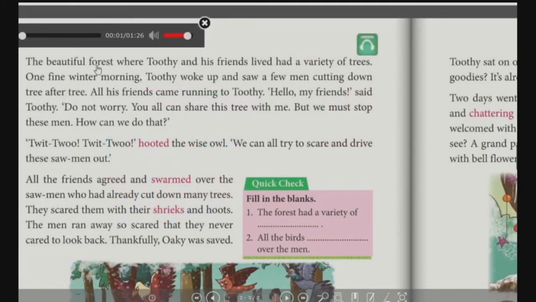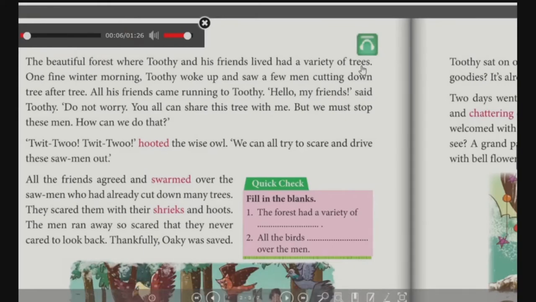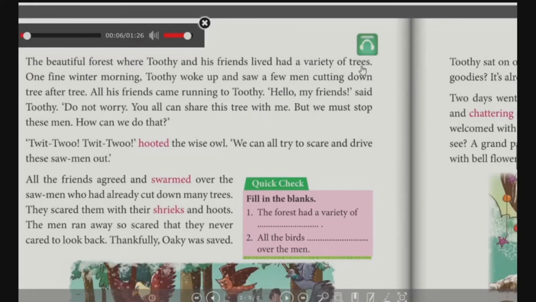The beautiful forest where Toothy and his friends lived had a variety of trees. You already know the meaning of forest. Let me tell you the meaning of variety of trees. That means many trees and many different kinds of trees.